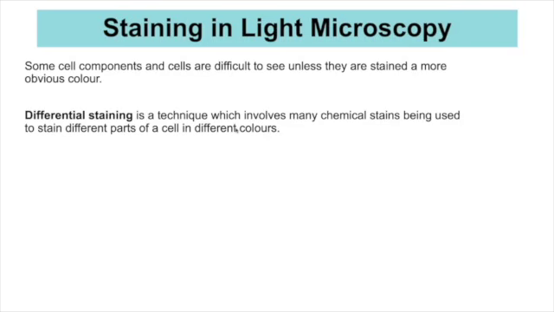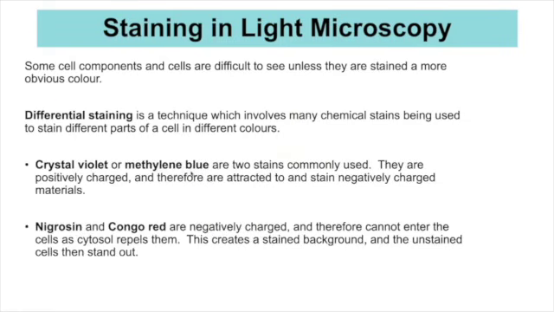So staining is the next thing you need to know about. And some cell components are really difficult to see under the microscope unless you add a stain to make it a much more obvious colour so it stands out. And differential staining is a technique which involves many chemical stains being used to stain different parts of the cells different colours. Again, just to make it visually more obvious what you're looking at.